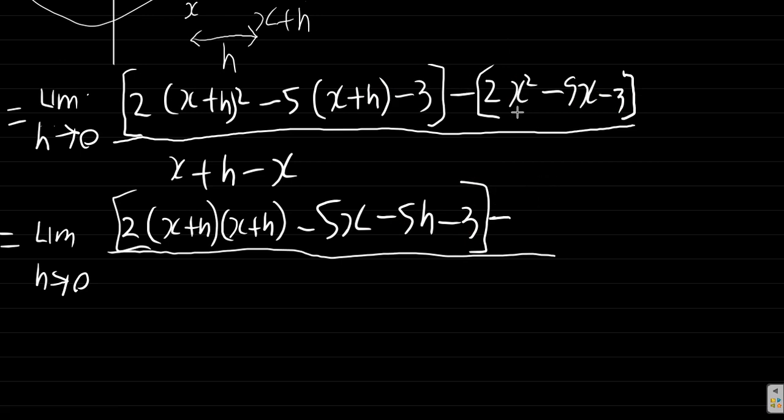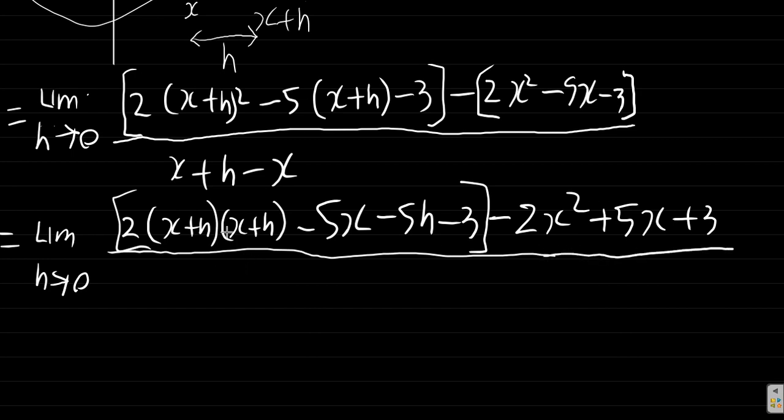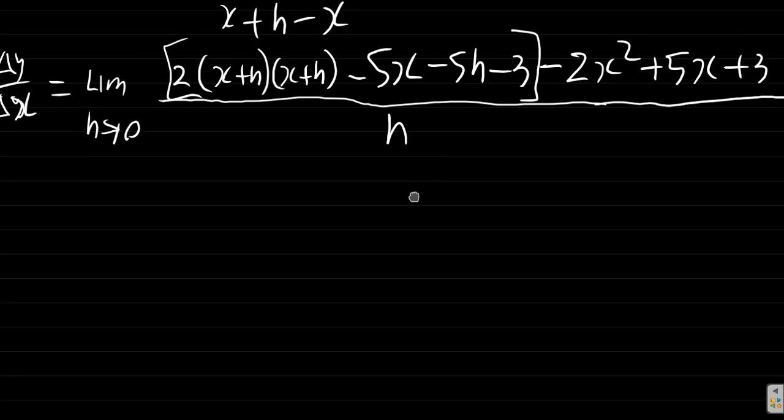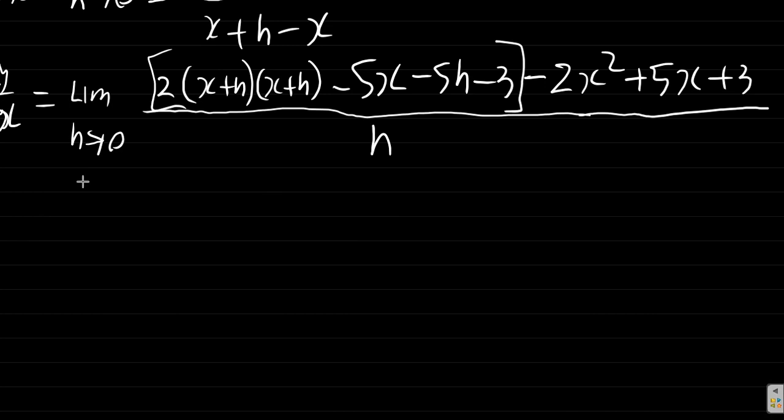negative 2x squared. This is going to be plus 5x plus 3, alright? So that's what you have up top here. x minus x is 0, so we have over h here. You see that? Make sure you're following. So this is equal to the limit as h tends to 0 of.